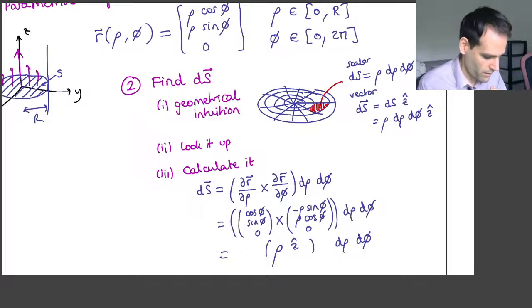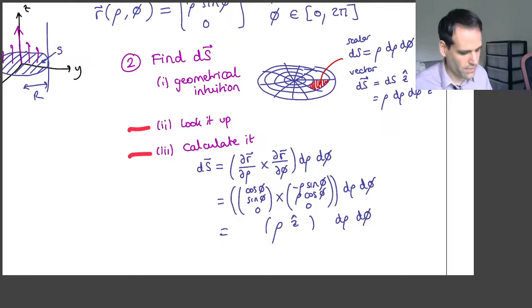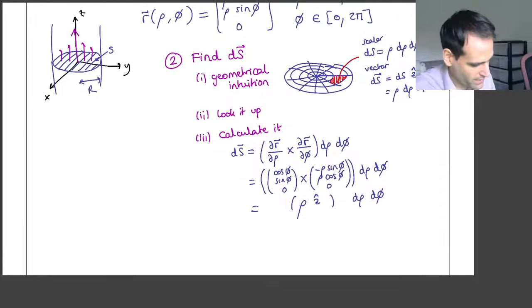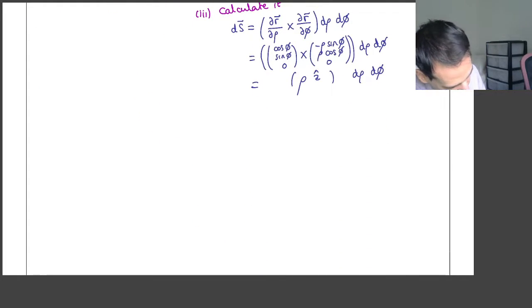Okay? So you can see that you can choose any of the three. Once you are an expert, you will directly do it by geometrical intuition. That, I can guarantee you. In the meantime, either try to look it up or calculate it. Okay? Very good. So now we found ds. So what is the third step now? Is to evaluate the integrand at the surface.